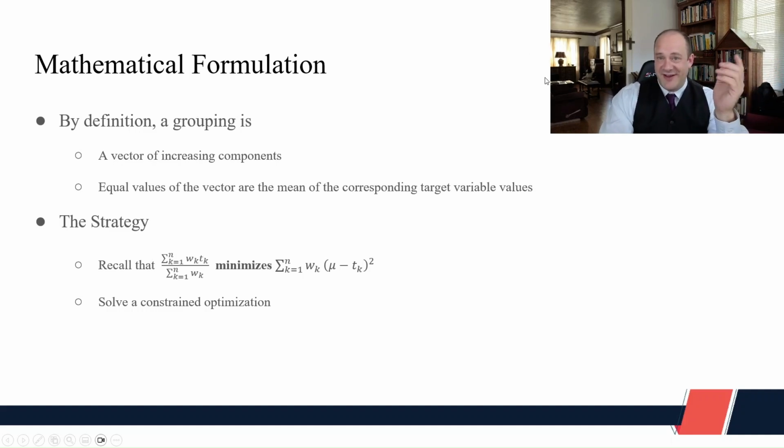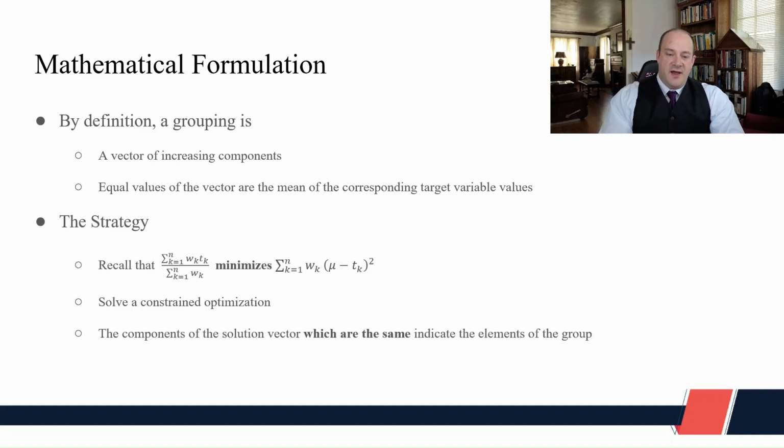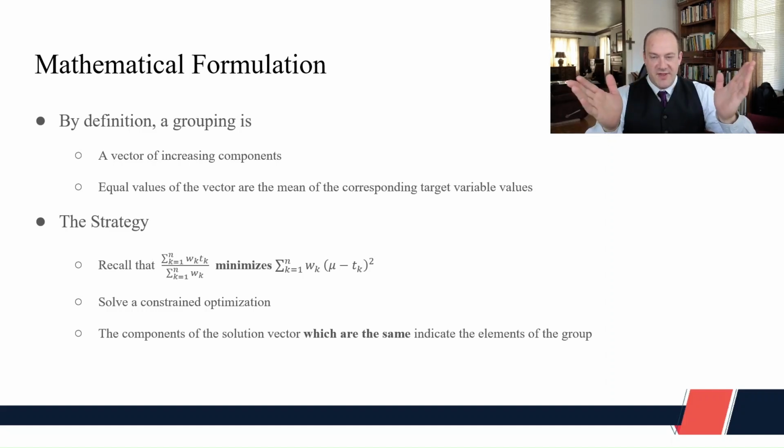So what are we going to do? Well, we're going to solve a constrained optimization problem. We're going to say, I would really like to get a vector of increasing components, which minimizes the sum of squared errors. And then we're just going to look and see, when we do that, which of the components of the solution vector are the same. And those are going to be the ones that give us a clue about which elements we should group together.